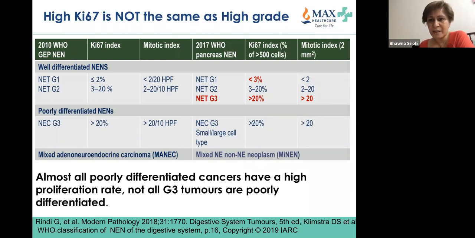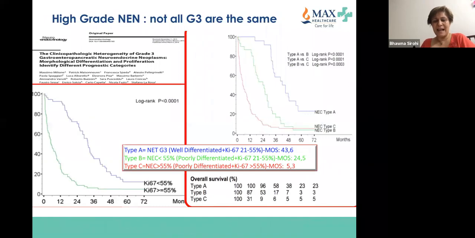Poorly differentiated neuroendocrine neoplasms will always be grade 3, and they are called neuroendocrine carcinoma. Could be small cell or large cell type. And the Ki67 is always more than 20%. So I think this is important. I hope this is clear. And this has been shown to impact outcomes as well.